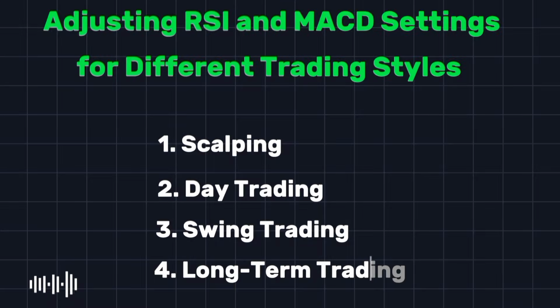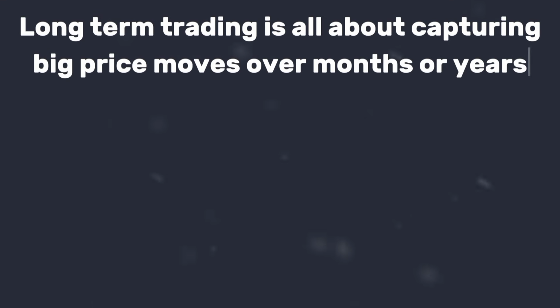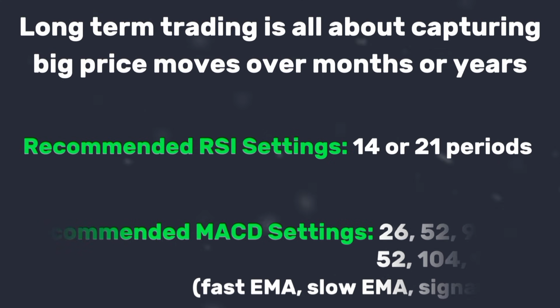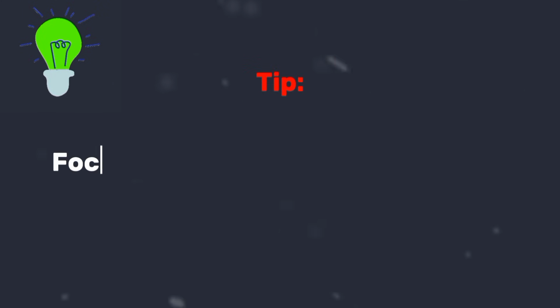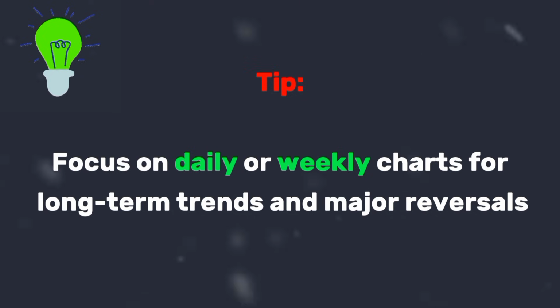4. Long-term trading. Long-term trading is all about capturing big price moves over months or years. Long-term traders aim to ride out larger trends and avoid short-term fluctuations. Recommended RSI settings, 14 or 21 periods. Recommended MACD settings 26, 52, 9 or 52, 104, 9. Tip: focus on daily or weekly charts for long-term trends and major reversals.